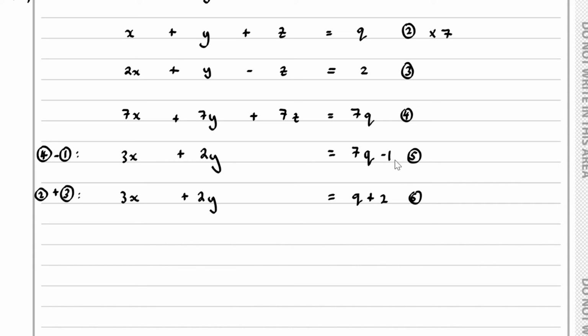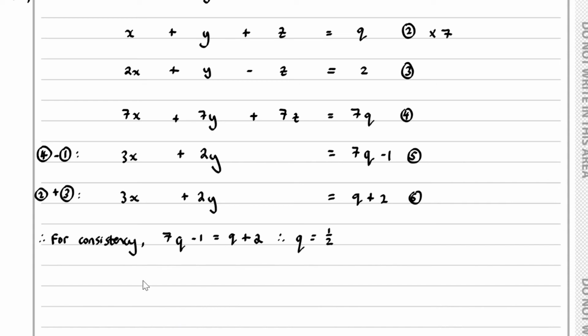And now for consistency, as you can see, on the left hand side of equation 5 and 6, those are the same. So therefore for consistency, we've got 7q minus 1 equals q plus 2. So therefore, q is equal to 1/2.